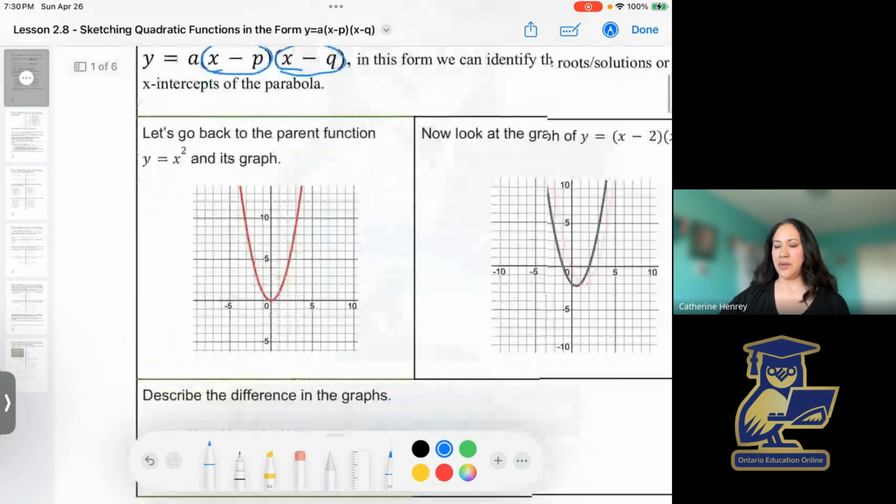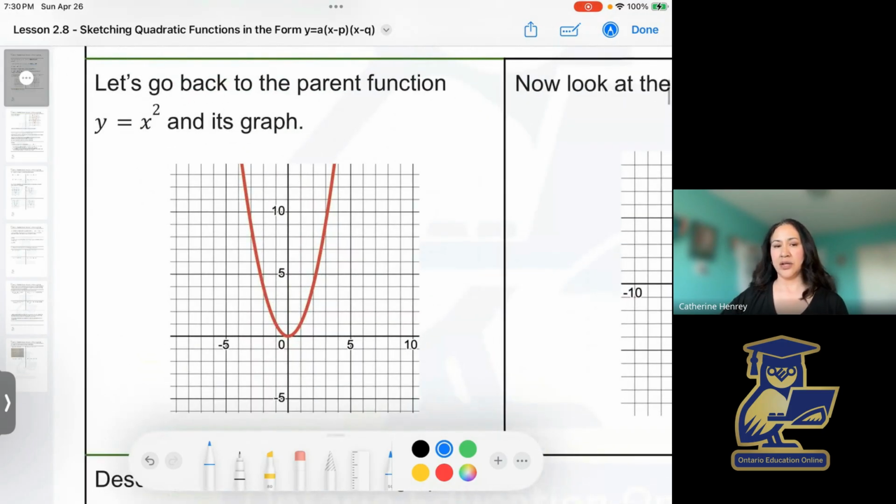We go back to the parent function again. All of this work is usually in relation to the parent function, and we see some of our key points, our vertex, 1, 1, 2, 4. So some of the key points of the parent function.